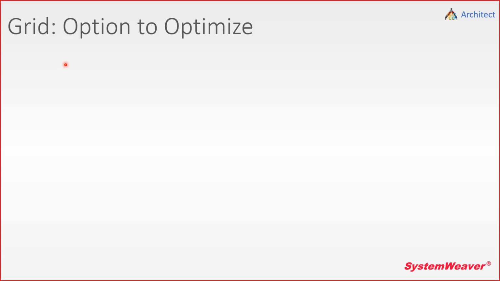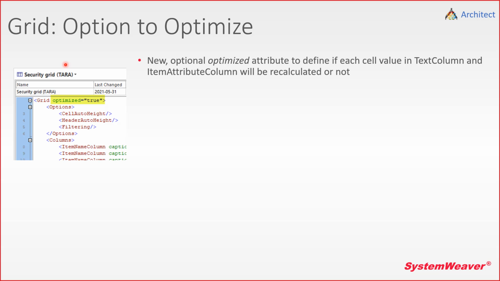Okay, I have to say we did a lot of optimization for performance in R37, I think in about 5 areas. One of them is grid. We implemented an option to optimize. So this is an attribute on the top level grid called optimized, and it basically defines if each cell in text column and item attribute columns are going to be recalculated constantly or not, as you're working.